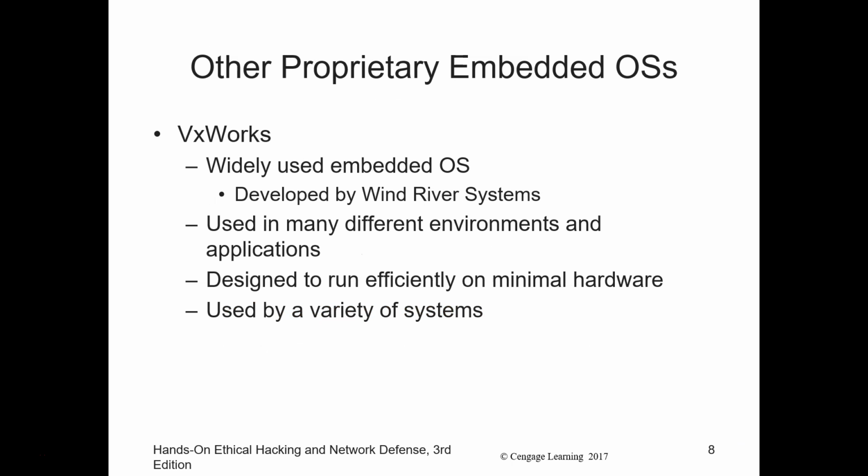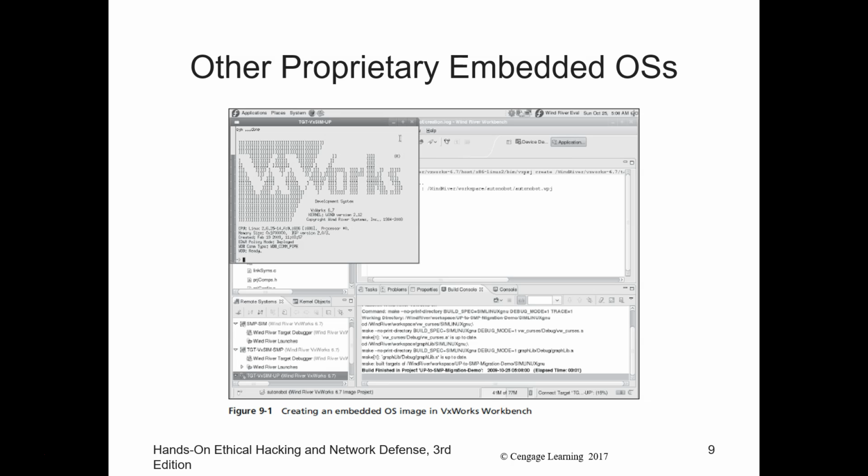Some other proprietary embedded operating systems. Since the growth of the Internet of Things, many companies and organizations have started producing these operating systems. Some examples are VxWorks, right? The textbook shows you the interface of that. I play more on the Raspberry Pi because it is more popular. I usually stick with a device that is quite popular and widely used because there are more resources on the internet. Okay, more resources and more support. So VxWorks is one of them.